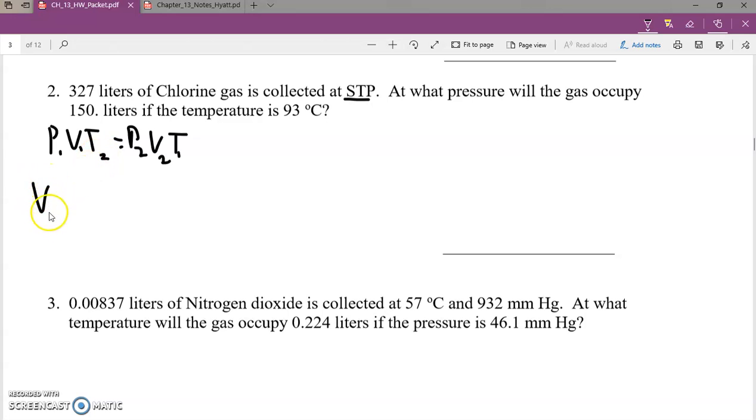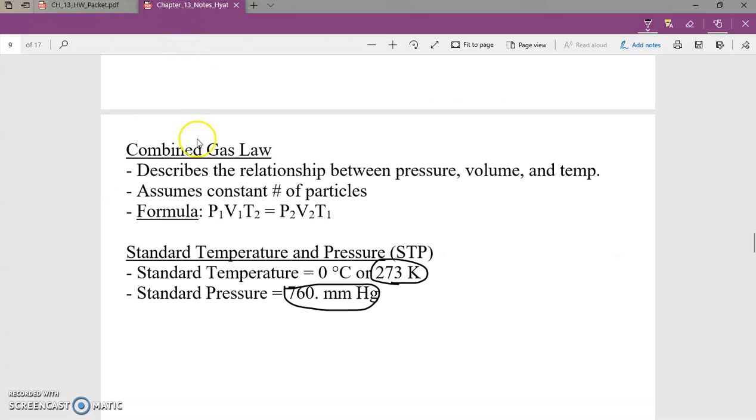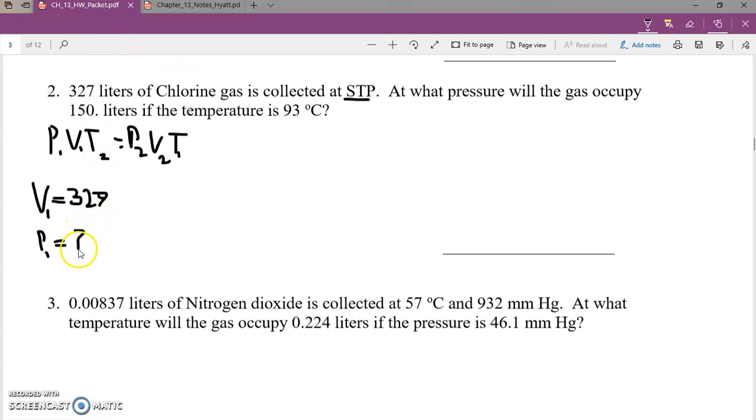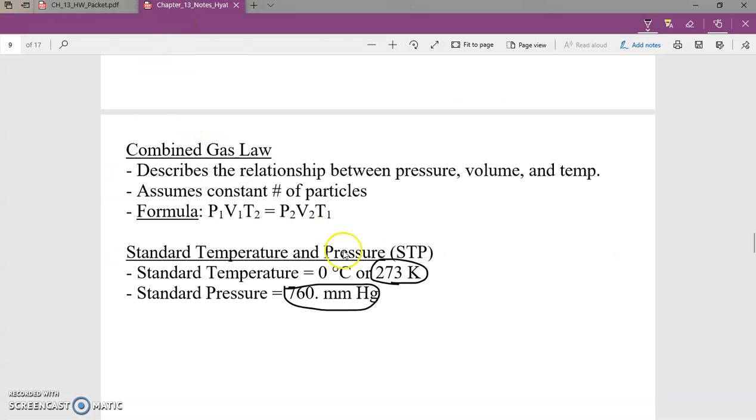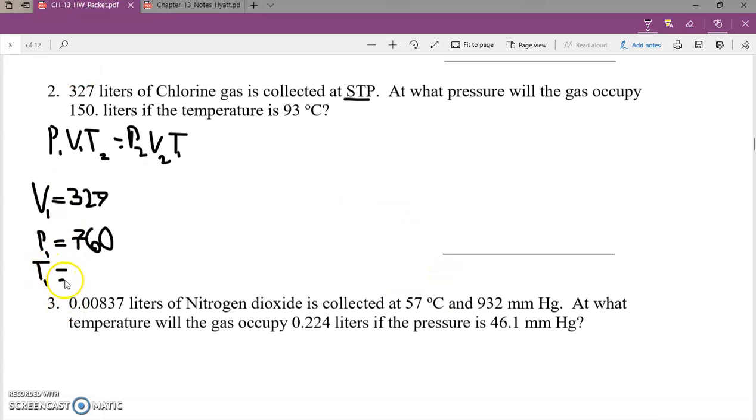What's the first volume? The first volume is going to be 327, because that's what was given to us right here. Now, what's going to be the first pressure? Well, the first pressure is at STP, so we can say it is 760 millimeters of mercury. And the first temperature is also at STP, so we can put it down as 273.